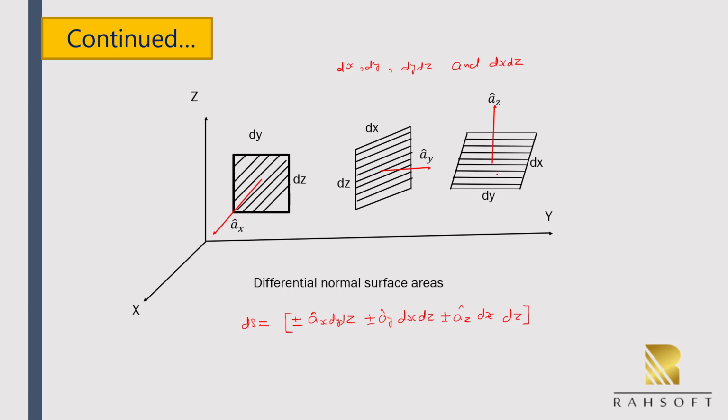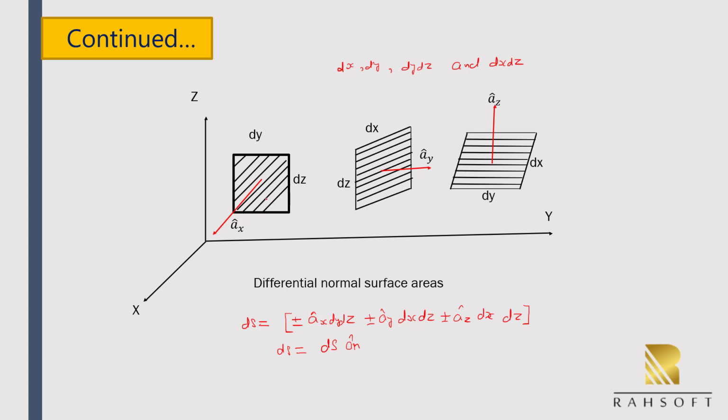So the differential surface area or element ds may be defined as ds equal to ds unit vector an, where ds is the area of the surface element and unit vector an is the normal to that surface. You can see from these figures the differential area and the normal to that surface.